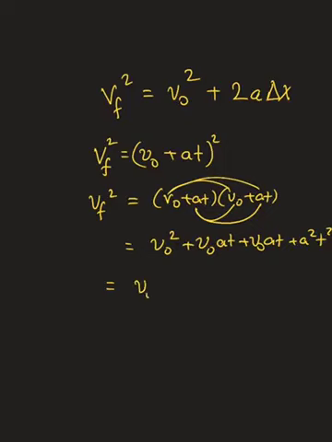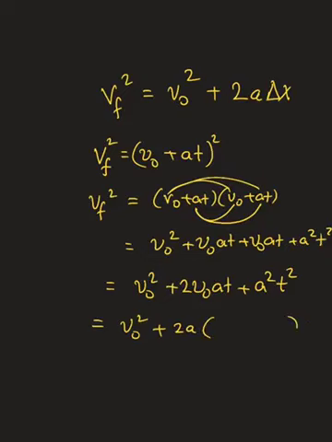And we can write this as v naught squared plus 2 v naught at plus a squared t squared. And we can go ahead and rewrite this as v naught squared plus 2a. I'm going to factor that out there. So I'm looking at these two terms here. If I factor out a 2a from those two terms, we're left with v naught t plus 1/2 at squared.